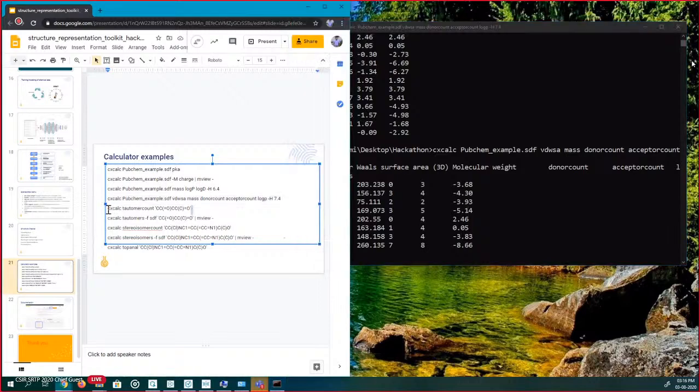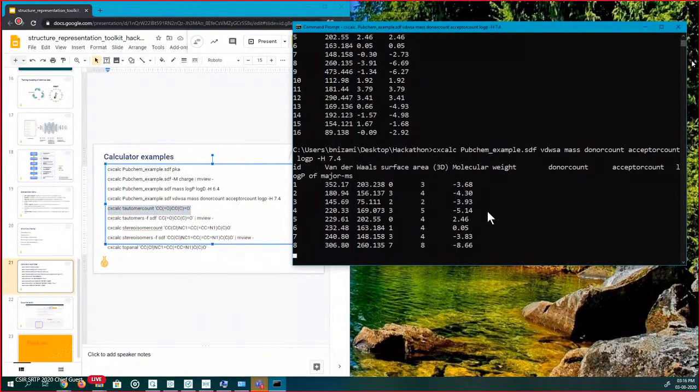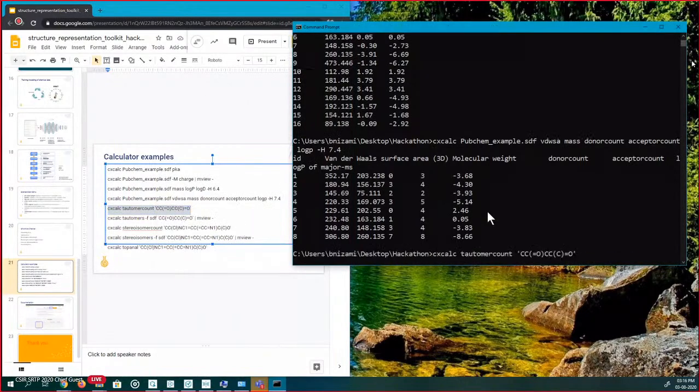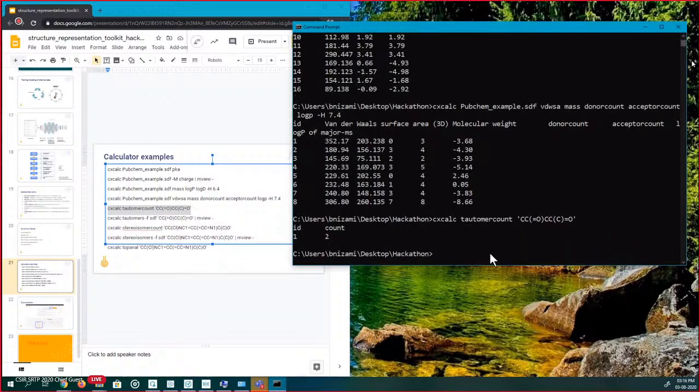Okay, let's take a different example from these calculations. This is related to tautomer count or aromaticity. Again, the command remains the same and the option here is tautomer count. I want to count, in my input structure, how many tautomer structures are possible. When I run this command, it tells me that there are two possible tautomers.